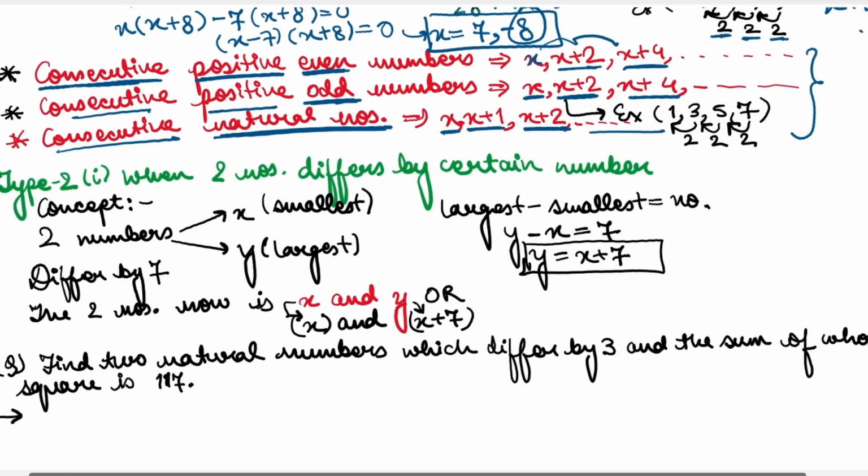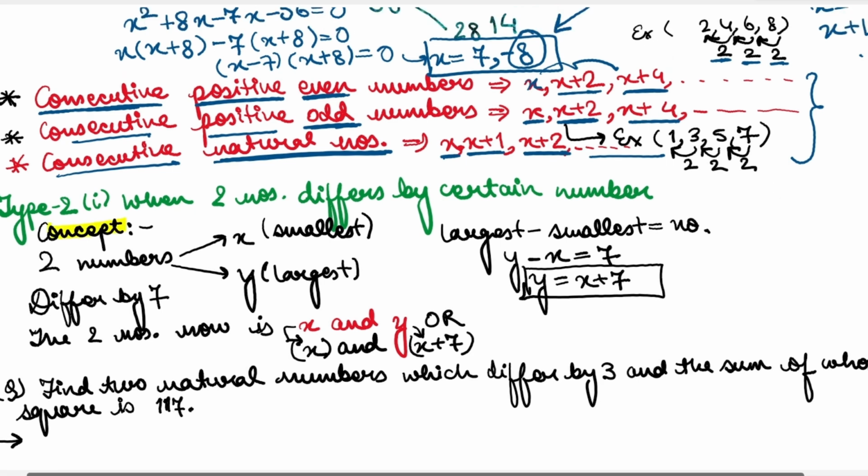Now coming to type 2 question, when two numbers differ by certain number, okay. So two numbers differ by certain number, as in the question states you. So we'll first of all take a small information about the concept, okay. So we have been given two numbers, okay. So the question says that the two numbers differ from each other, okay, by certain number. So for example the difference is 7, okay. So we'll take the two numbers as x and y.